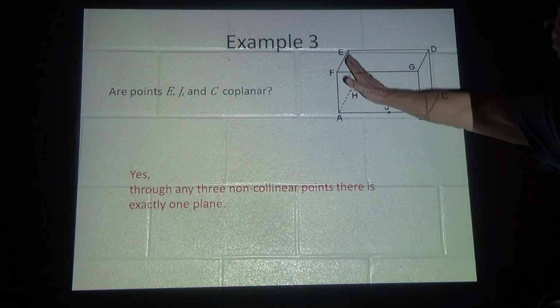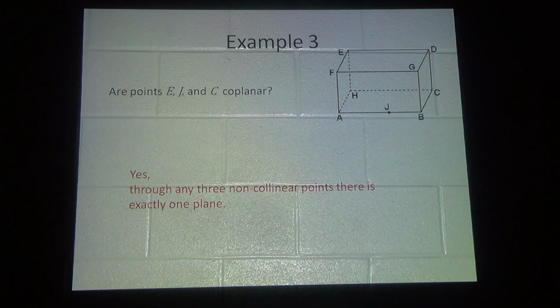So you could have a plane that, even though it's not drawn, is already there, even though the diagram doesn't show it. Okay, the postulate says that there has to exist a plane there.